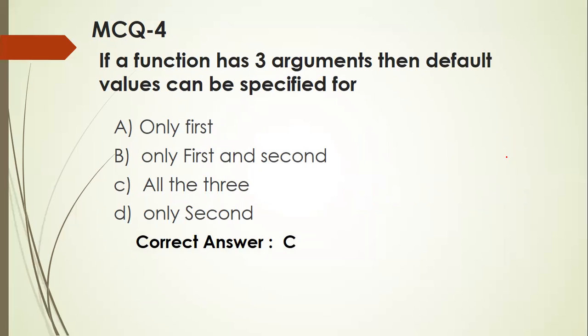If a function has 3 arguments, the default value can be specified for only the third, the second and third, or all the 3. If you want to specify default values for all the 3, it's okay. But it's not possible to specify the default value for the first and second and leave out the default value for the third one. That is not possible. The correct answer is all the 3.